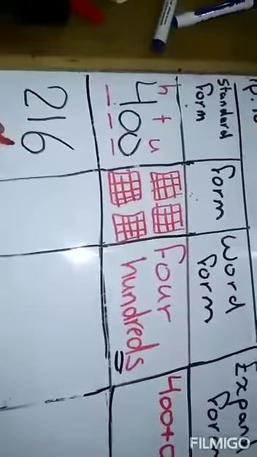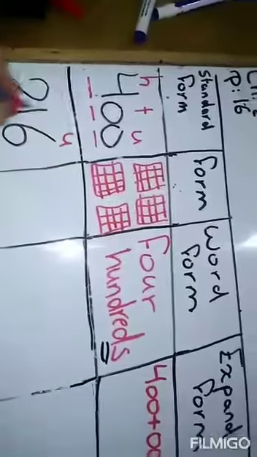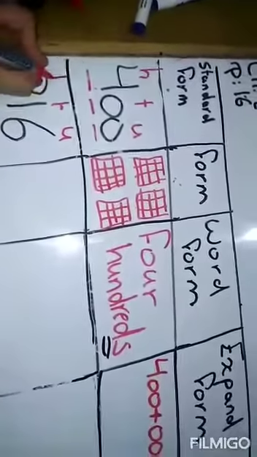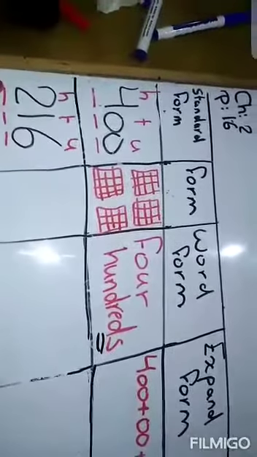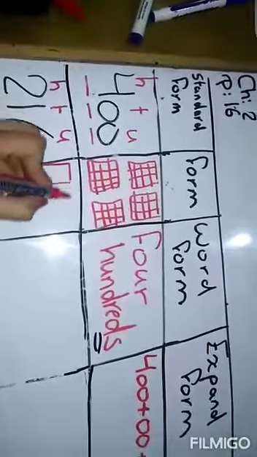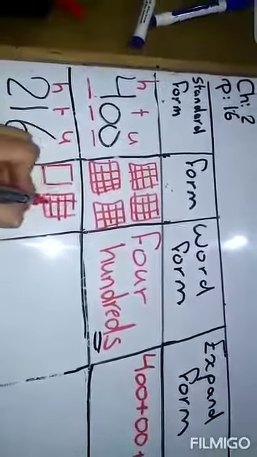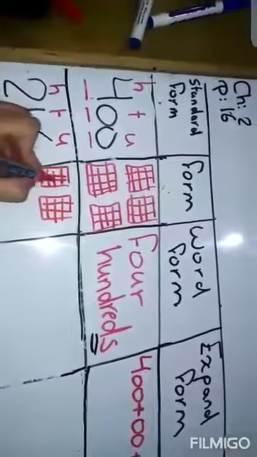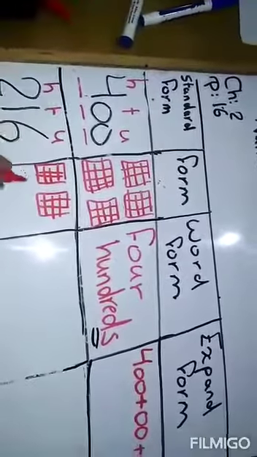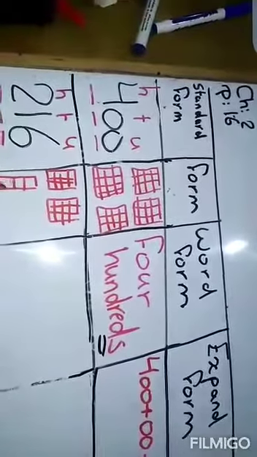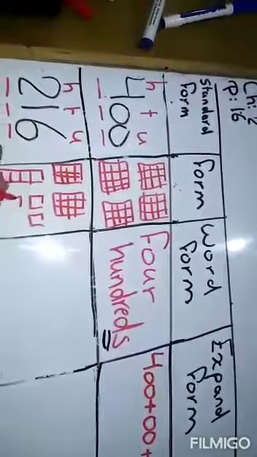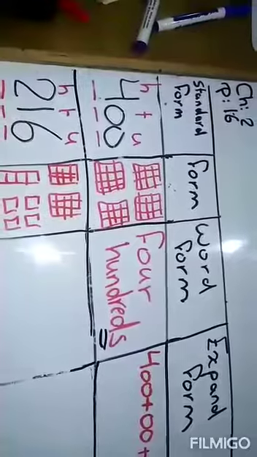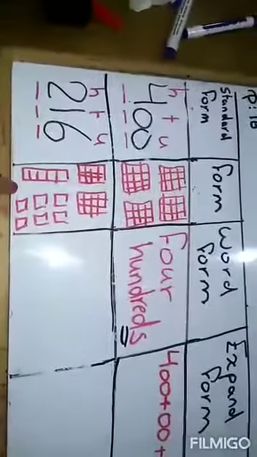Now with respect to 216, the place value of 216: 6 in the units, the 1 in the tens, and the 2 in the hundreds. The shape of 216: 200, so we have to draw 2 walls. Then, how many tens? 1 ten, so 1 column. And 6 units, so we have to draw 6 rocks. You see 1, 2, 3, 4, 5, and 6. This is the shape of 216.